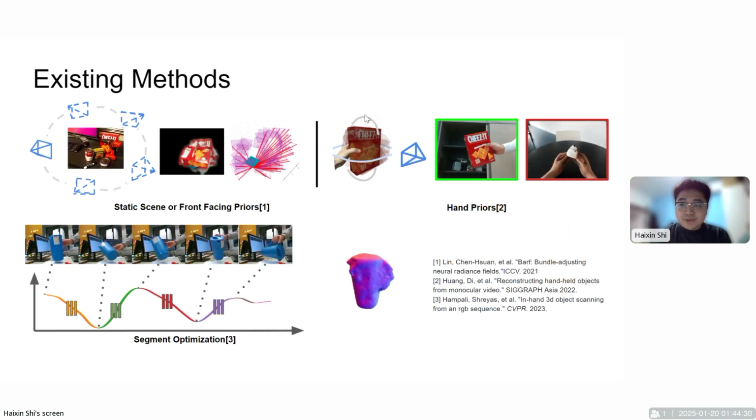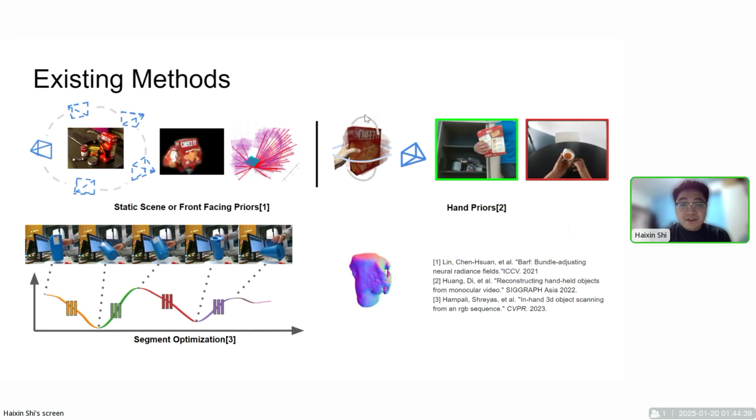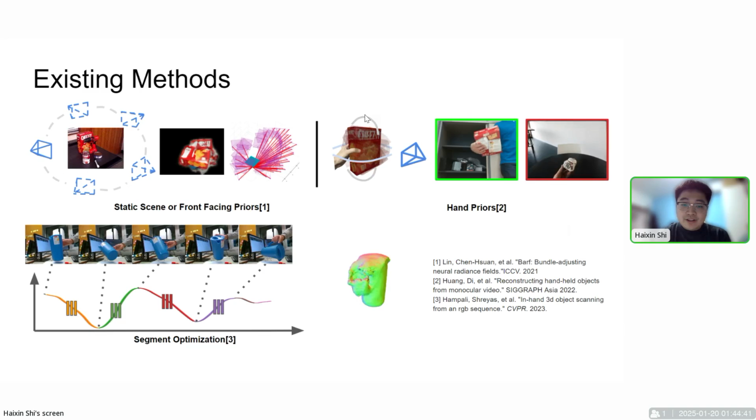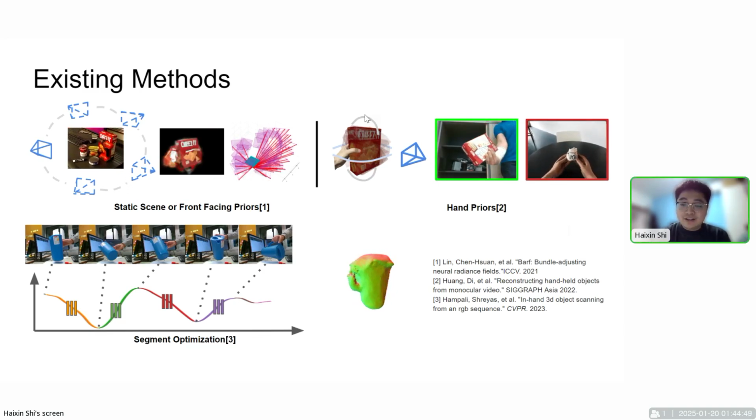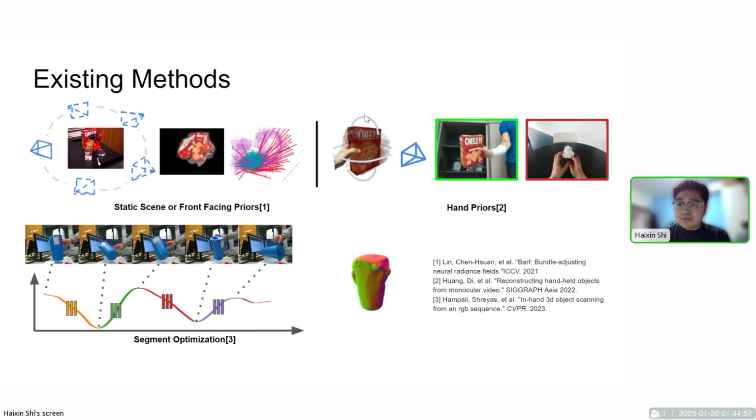Another recent SOTA proposed that we can segment the video sequence into multiple parts, and then optimize these parts independently. So they can simplify the task, and then they can get some meaningful shapes. But we argue that this kind of solution would lead to a local optimum.